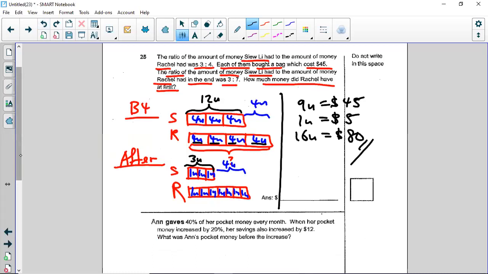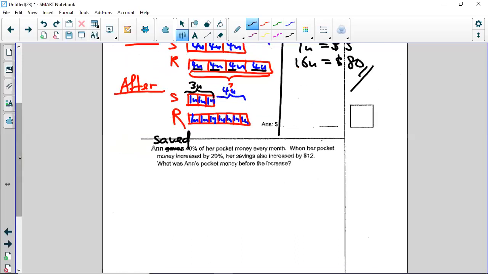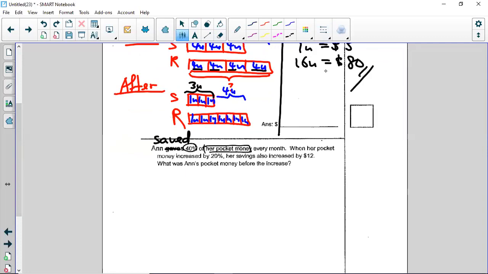Question 26, there's a typo error. The word should be safe. Okay, so you need to correct the word. Now this one, you need to pay attention, because it's a percentage problem and it can be quite hard for some of you. Okay, so let's look at this. Anne saved 40%, right? 40% of her pocket money. All right, so what is the percentage talking about? It's talking about her pocket money, which is 100%.